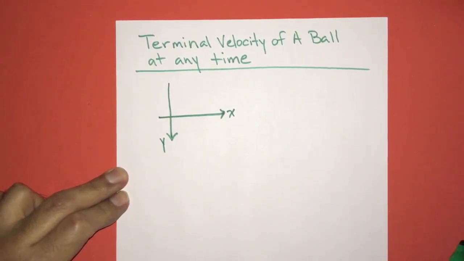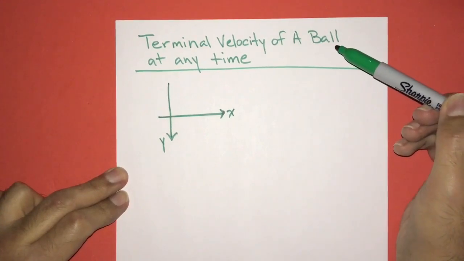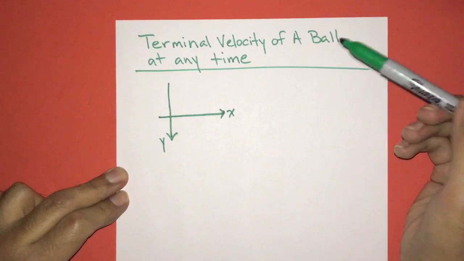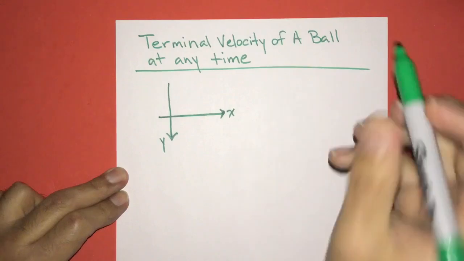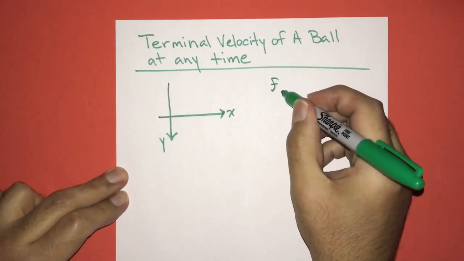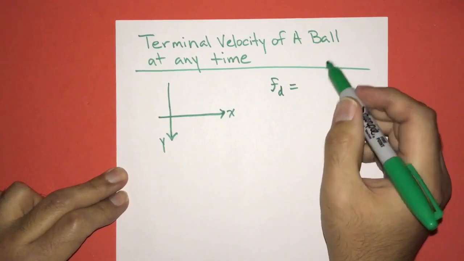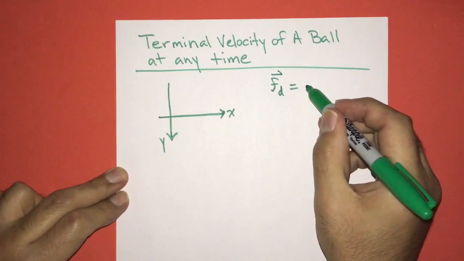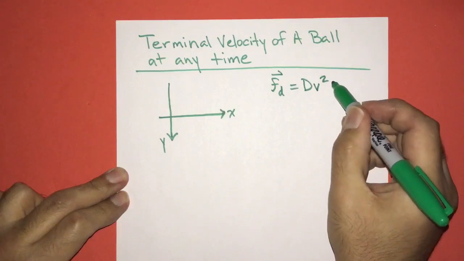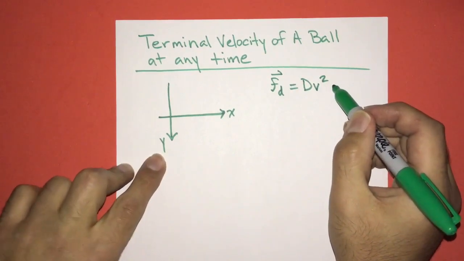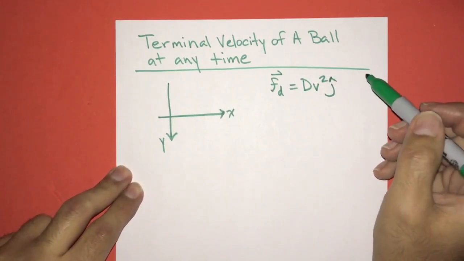Okay, so if we're trying to find the terminal velocity of a ball being thrown, let's draw a free body diagram to identify the forces. In this case, we're going to be looking at the case where the drag force is proportional to velocity squared, so that term's going to dominate. The drag force is going to be some constant times velocity squared, and it's going to be in the y direction, so we can put a little unit vector to indicate that.